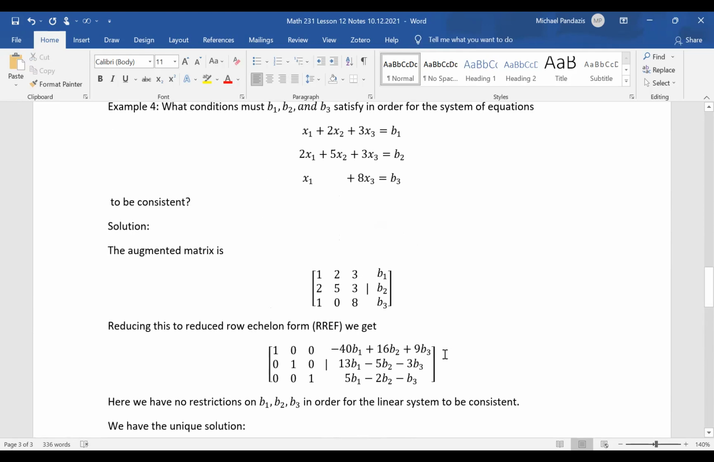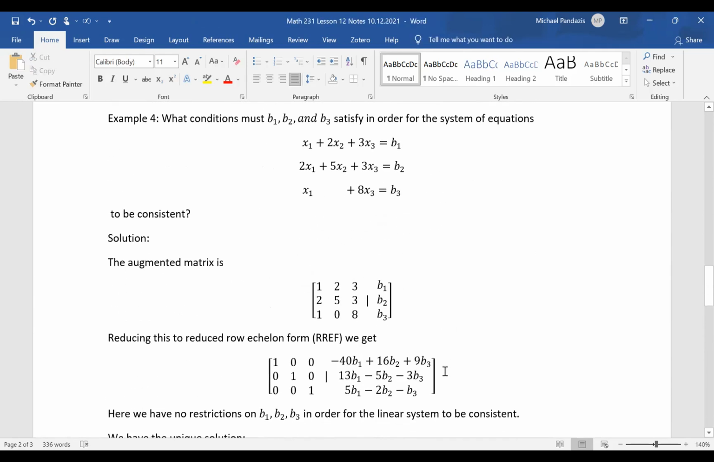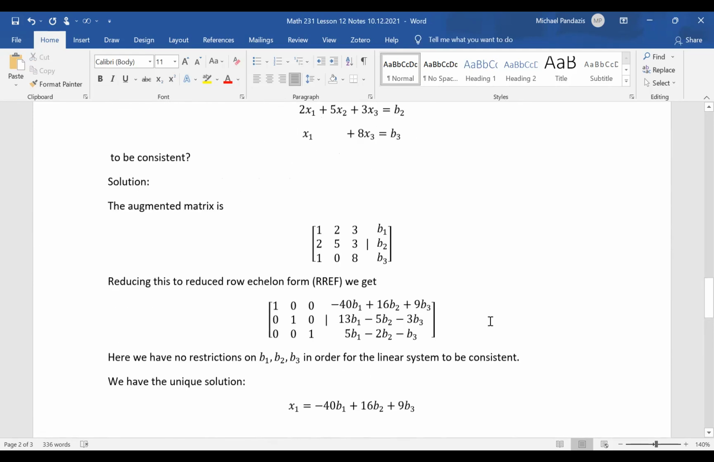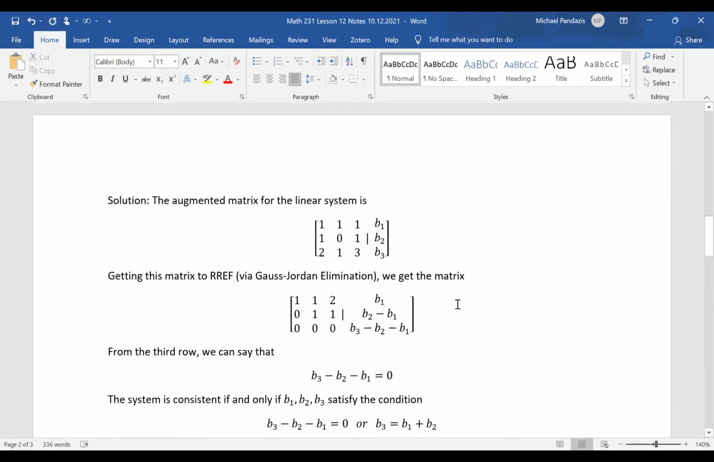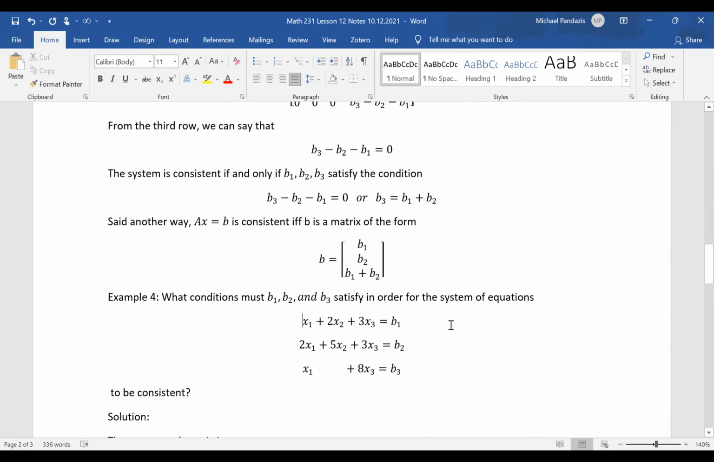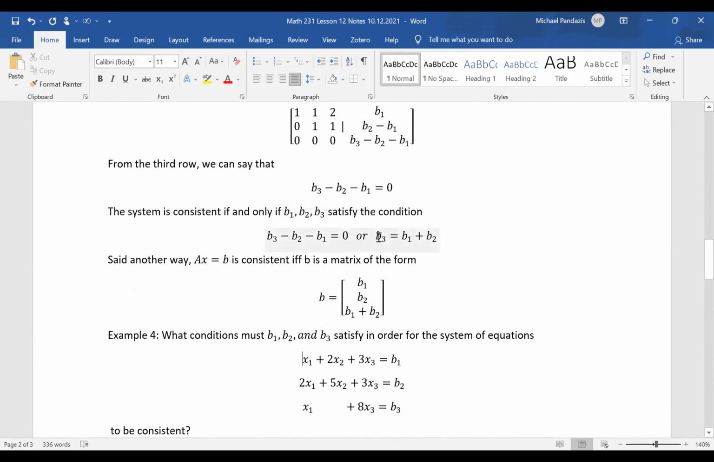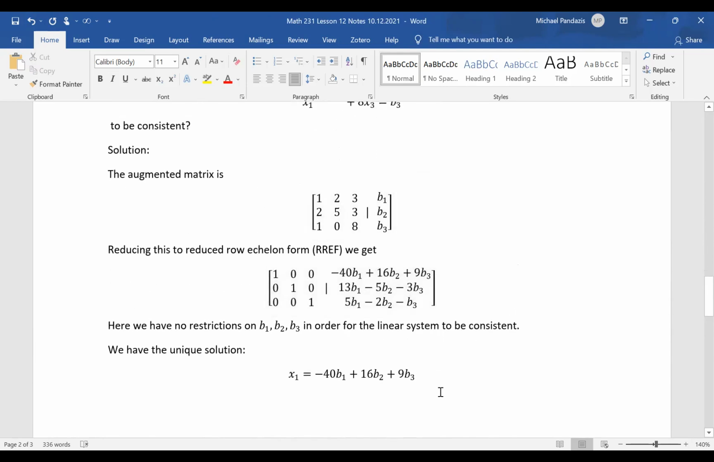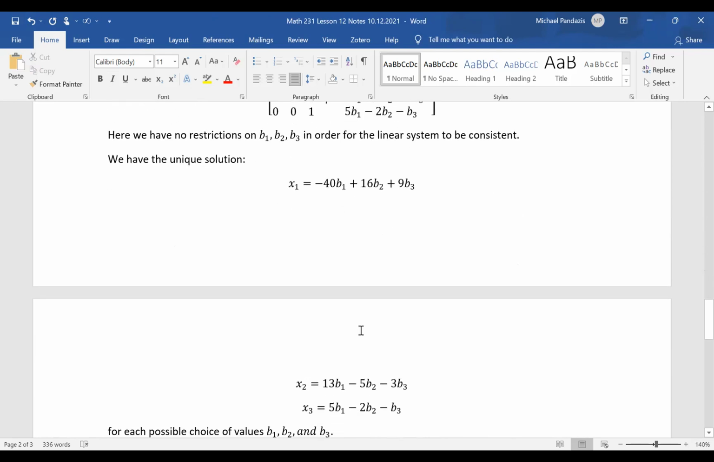So this is the other flip of the coin. In this case, you have a unique solution for any possible choice of values B1, B2, and B3. In the previous example, you needed a condition to be satisfied in order for the system to be consistent. And that condition was that B3 equals B1 plus B2. Okay, so in this problem, you have a condition on the B's in order for your system to be consistent. And in the next problem, there is no condition. No matter what B's you choose, you have a unique solution in terms of those B values.